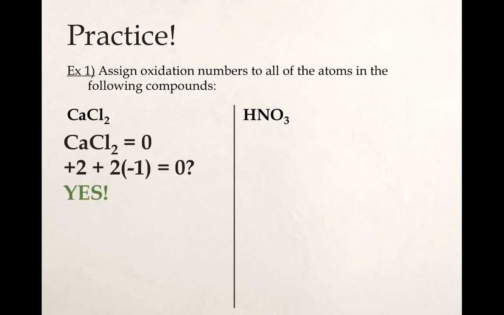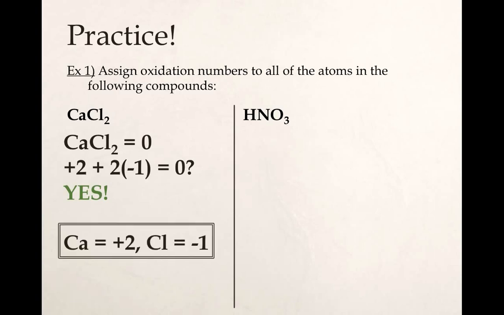So that means we were right. Calcium's oxidation number will be +2, and chlorine's will be -1. So now let's look at this. If you remember names, starts with an H, always an acid. NO3 is nitrate. Remember, what I ate made me sick, so it becomes nitric acid.